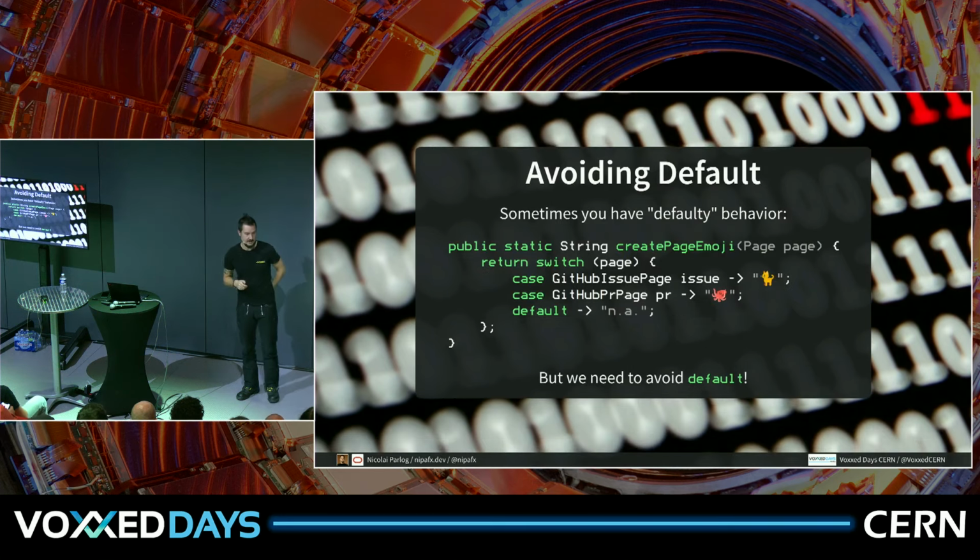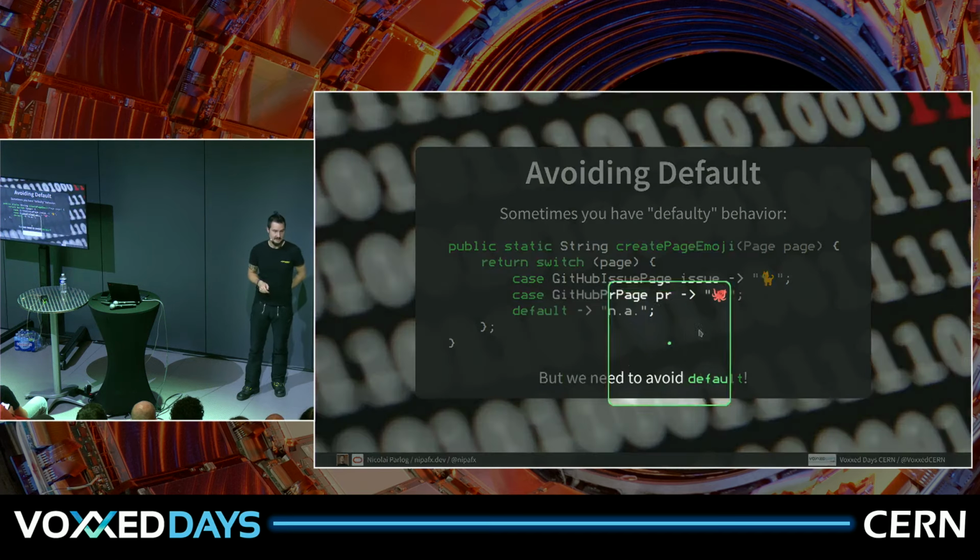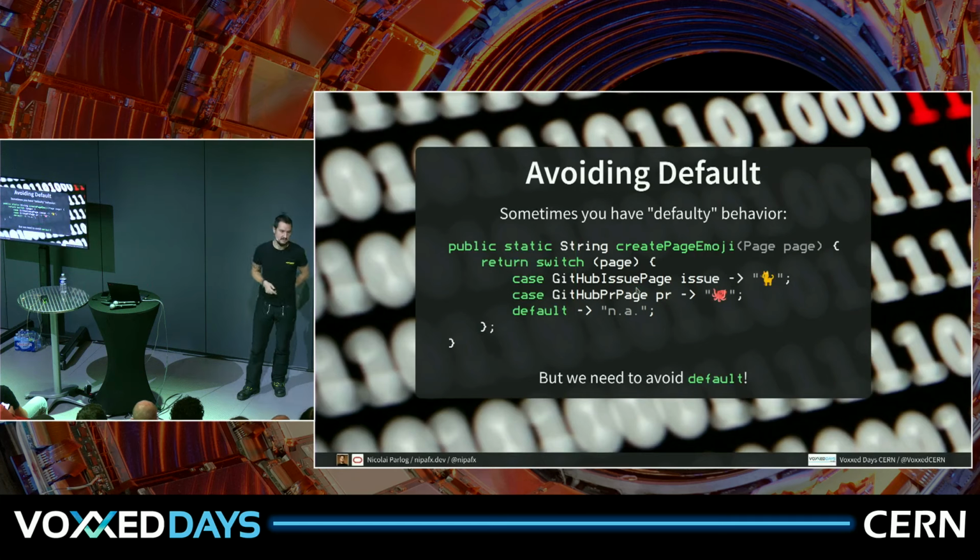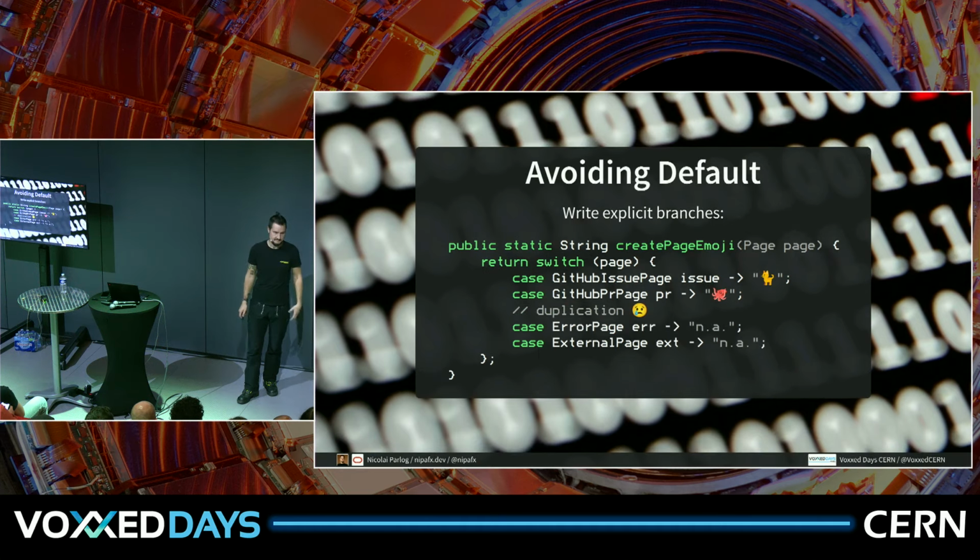Now, avoiding the default branch. Let's say we have this example here where I get the cat and the octopus as emojis for the GitHub pages, but all the other pages don't get an emoji. They get just the non-available, the NA. Right, so this looks good-ish, but if I add the GitHub commit page, this still compiles. It's still exhaustive. Adding the default branch was a mistake.